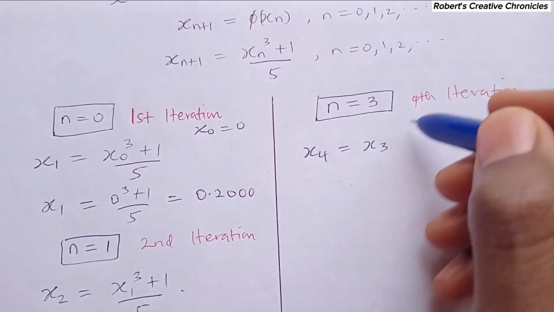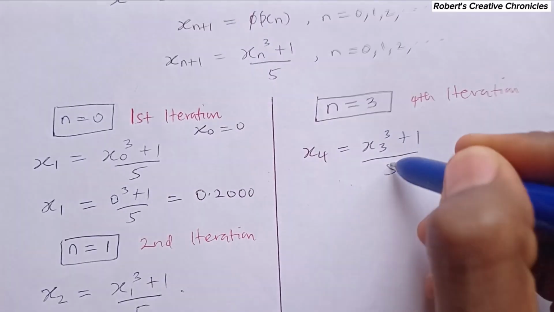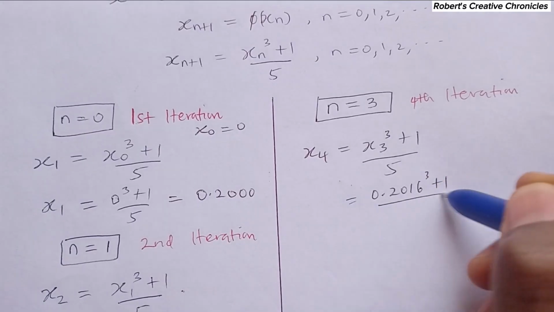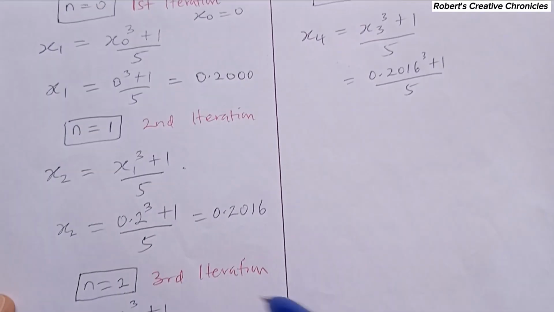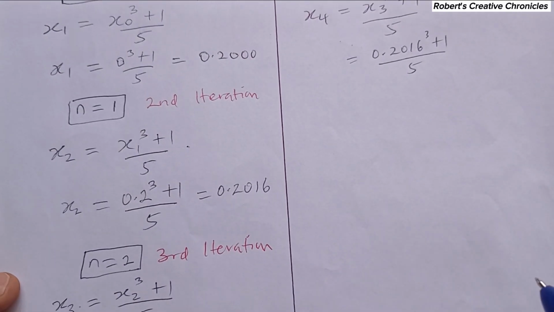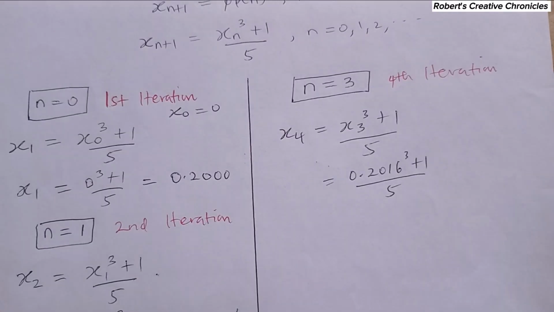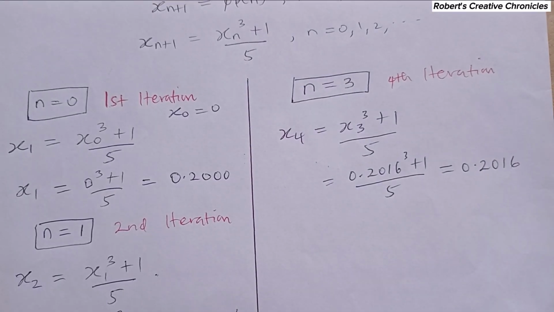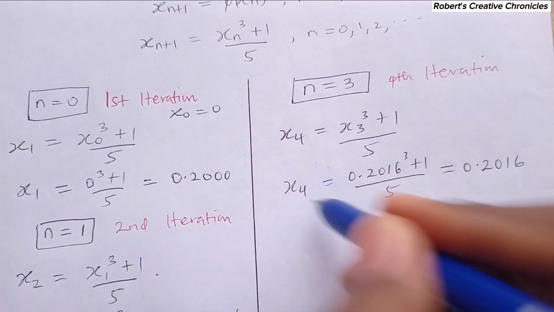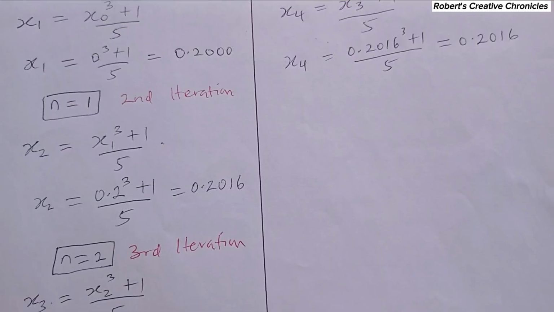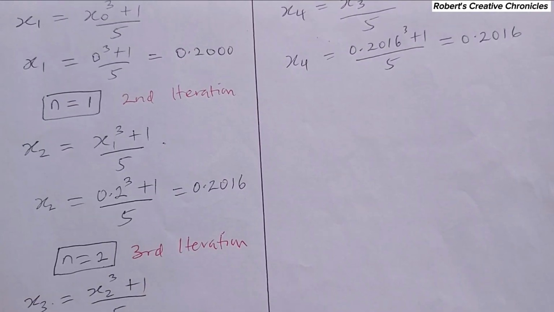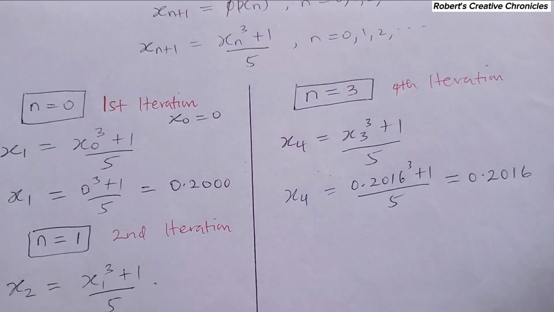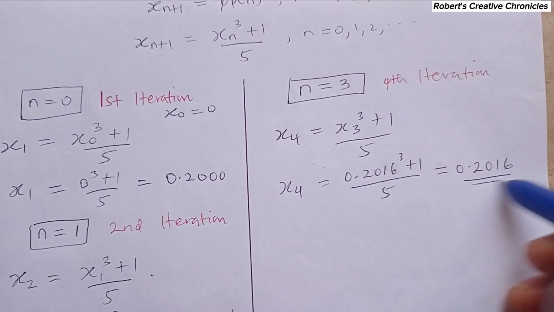x4 will be equal to x3 cubed plus 1 over 5. That is 0.2016 cubed plus 1 over 5. So it will still give us the same thing, 0.2016. So you can see that this iteration has converged to 0.2016, and that means this is our final answer.